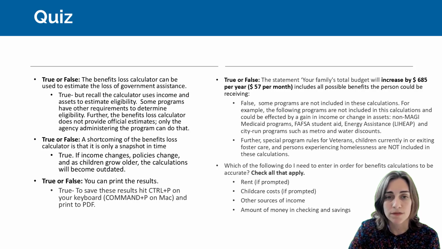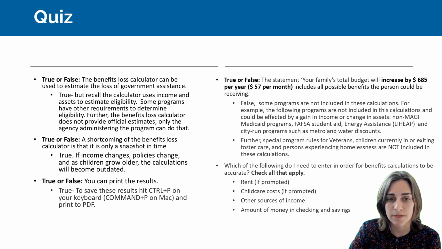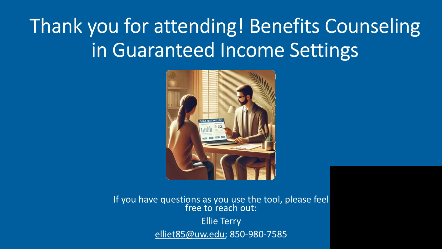Last, which of the following do I need to enter in order for the benefit calculations to be accurate? Rent, childcare costs, other sources of income, and amount of money in checking or savings. The answer is all of the above. They're all very important for accurately calculating benefits.